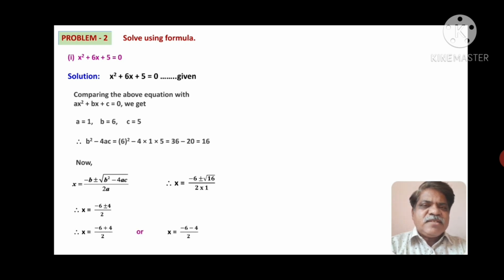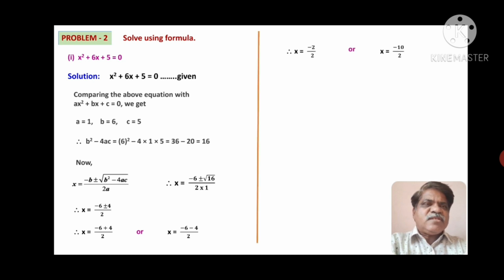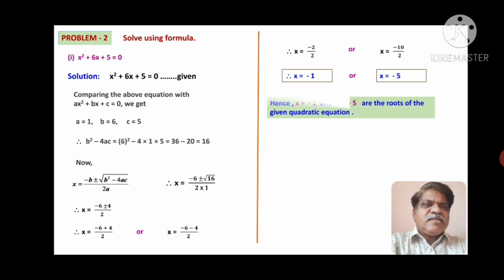Therefore, you will get x is equal to minus 6 plus 4 upon 2, or x is equal to minus 6 minus 4 upon 2. So friends, x is equal to minus 2 upon 2 or x is equal to minus 10 upon 2. Therefore, x is equal to minus 1 or x is equal to minus 5. Hence, x is equal to minus 1 and x is equal to minus 5 are the roots of the given quadratic equation. Now, let's discuss second problem.